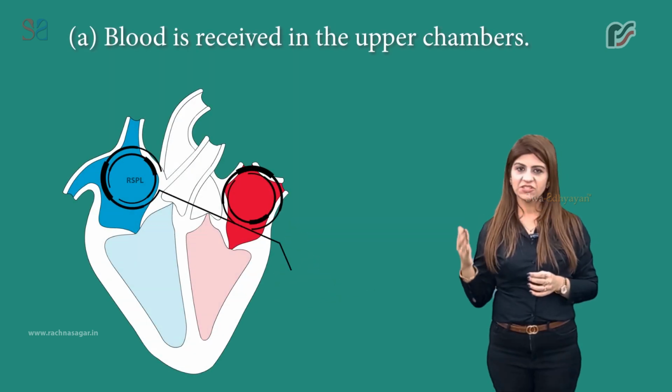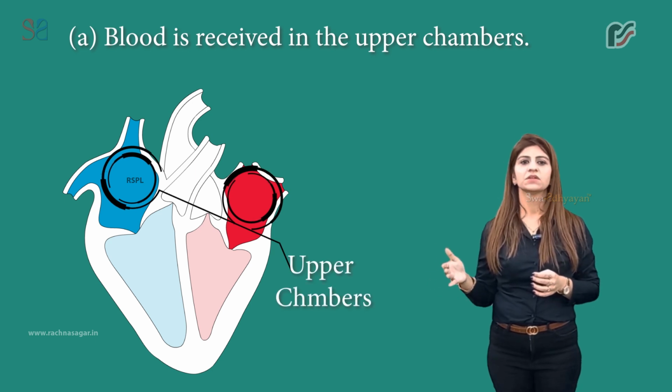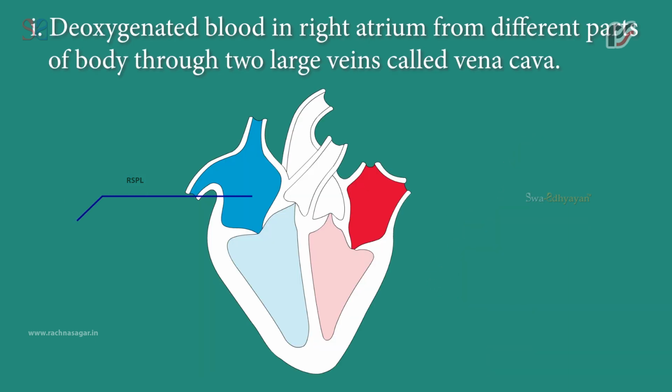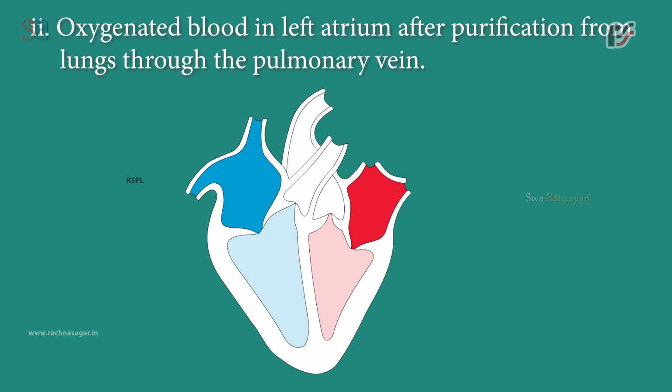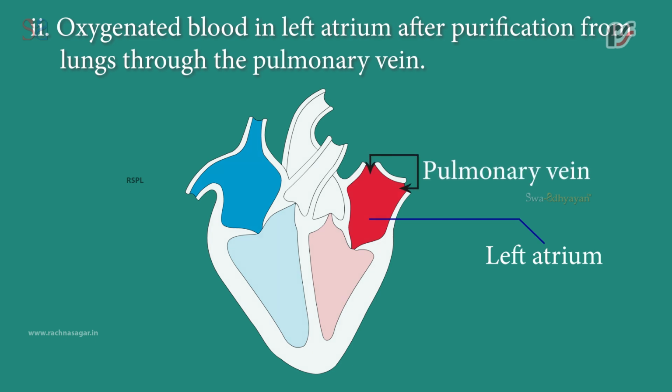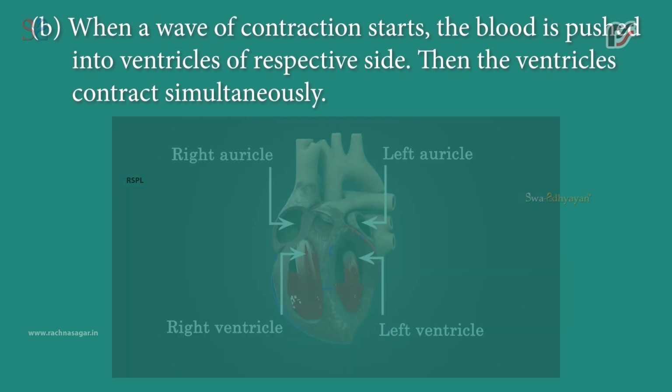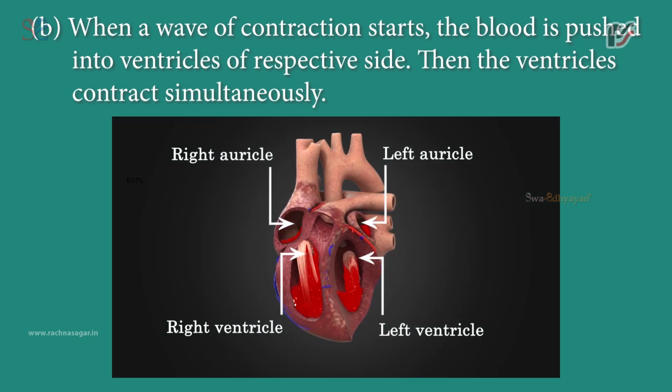A. Blood is received in the upper chambers. Number 1. Deoxygenated blood in right atrium from different parts of body through two large veins called vena cava. Number 2. Oxygenated blood in left atrium after purification from lungs through the pulmonary vein. B. When a wave of contraction starts, the blood is pushed into ventricles of respective side.